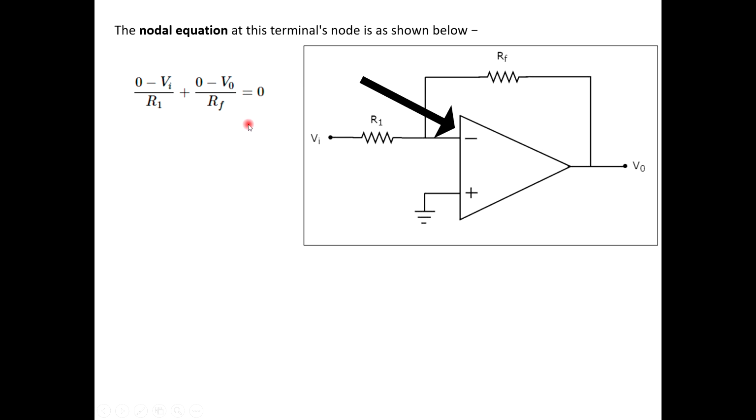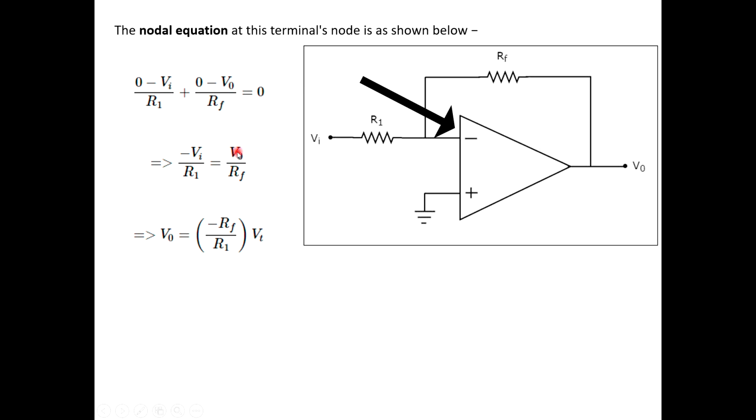Again, for nodal equation, remember that we consider the potential over here to be 0 volt. So 0 minus Vi by R1, 0 minus V0 by Rf. The sum of these two currents is equal to 0. Okay. Now simplifying the equation, what do we get? We get minus Vi by R1 is equal to, taking this to the other side of the equal to, it becomes V0 by Rf.